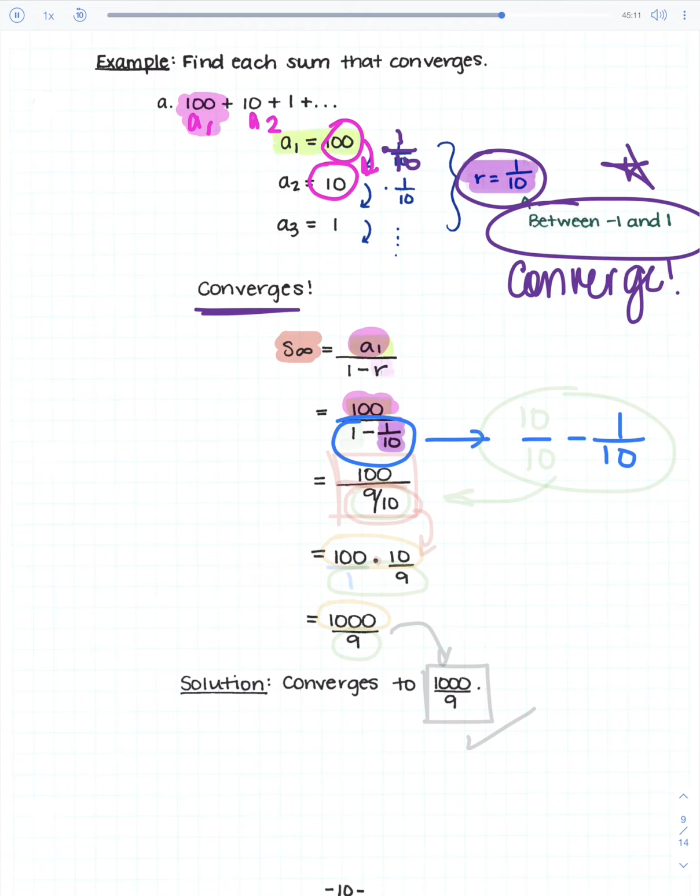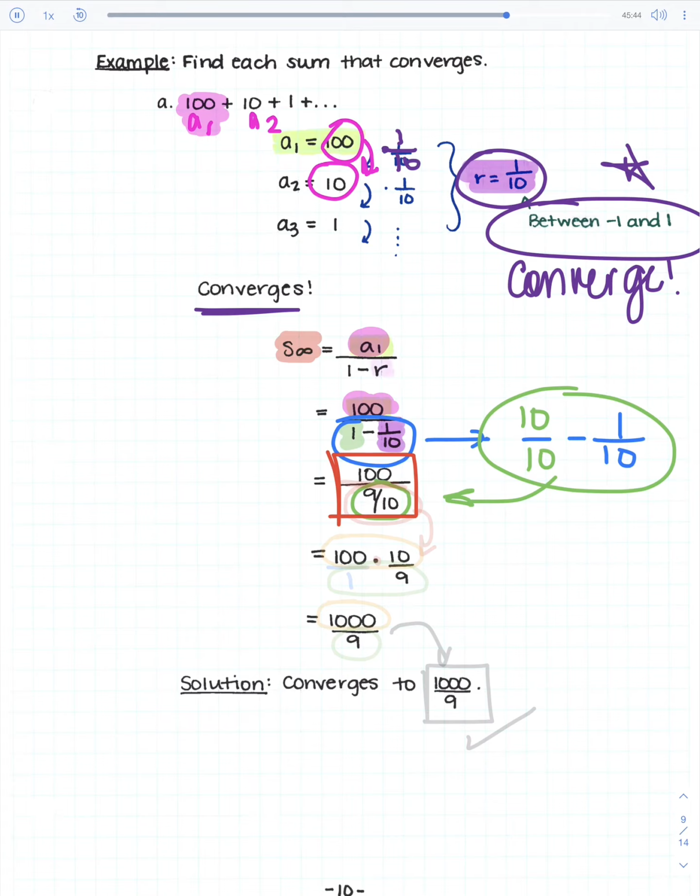The problem is that 1. How do you get a common denominator of 10? Well, to rewrite 1 with a common denominator of 10, you'll just put a 10 on top and a 10 on the bottom. So if you go ahead and subtract the 10 over 10 minus the 1/10, we'll get a 9 over 10. So how do I do this? I've got 100 for this problem right now. I've got 100 divided by 9 over 10.